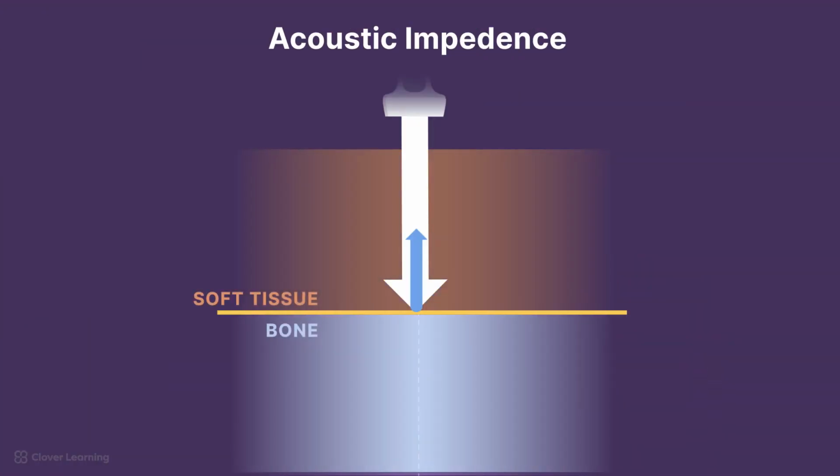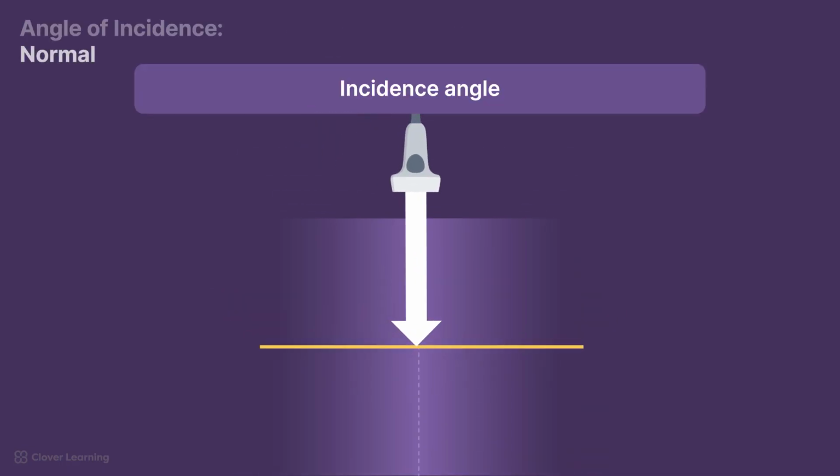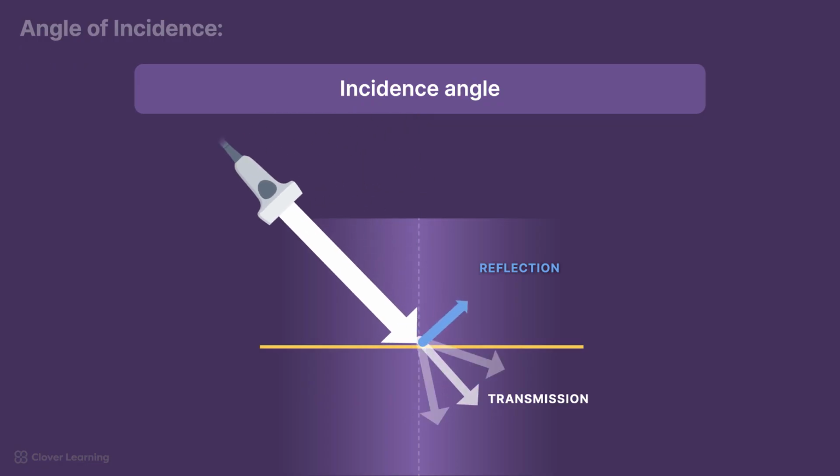In summary, both acoustic impedance differences and angle of incidence impact the behavior of the ultrasound wave at interfaces between different mediums. In normal incidence, the beam strikes the boundary at 90 degrees, and any reflection that occurs travels back along the beam's original path, while any transmission that occurs continues traveling along the same path. In oblique incidence, the beam strikes the boundary at any angle other than 90 degrees. Reflection and transmission become difficult to predict during oblique incidence.